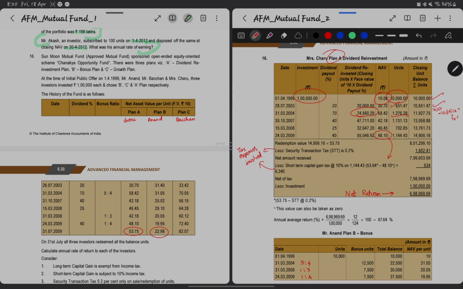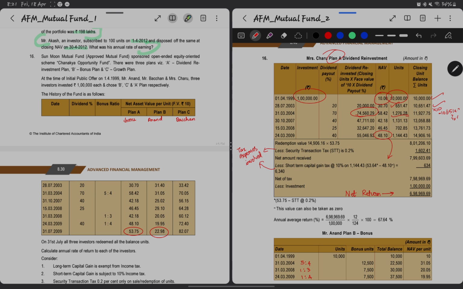Same way, the next year 2007, a 40% dividend was issued. So this will be on 11,927.75 multiplied by 10, on that 40%, because they give dividend on the face value only, right? So then 47,711 divided by 42.18 will give us the number of additional units.